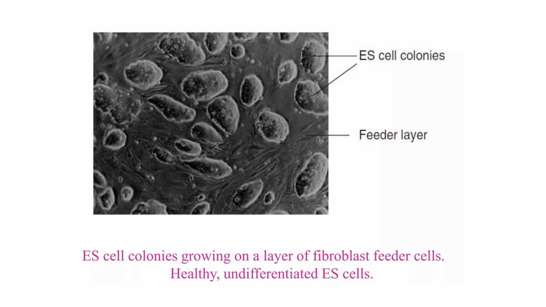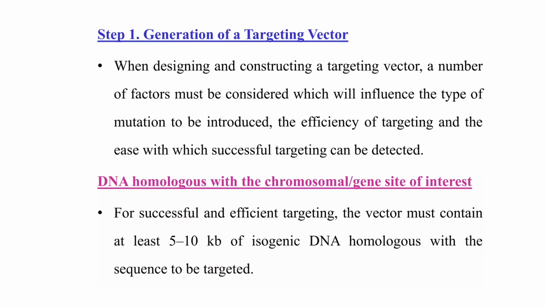So this is what embryonic stem cell colonies growing on a layer of fibroblast feeder cells looks like. So these are healthy, undifferentiated embryonic stem cells. They are well separated from each other, so they don't differentiate into other cell types. Let us now look at the steps involved in generating this knockout mouse. So the first step is to generate a targeting vector.